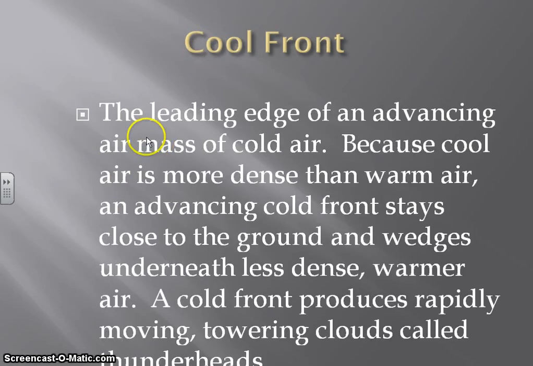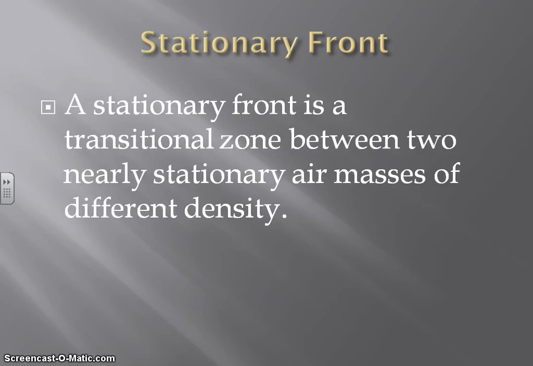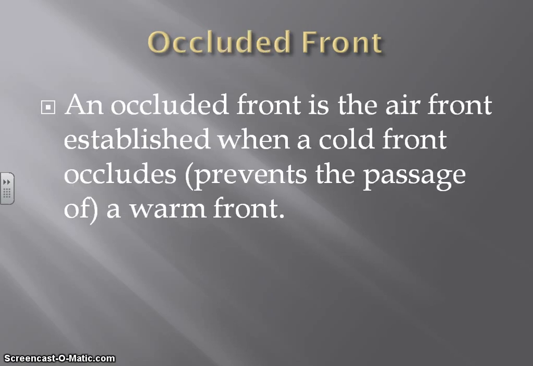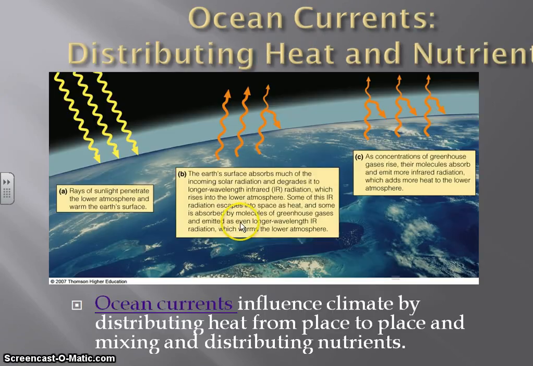Cool front is when the advancing mass of air is cool instead, and so that cold air is the one moving the warm air out of the way. A stationary front is when you've got a mass of cold air and a mass of warm air, and the transitional zone between them isn't really moving one way or the other. An occluded front is when one air mass stops the movement or slows down the movement of another air mass.